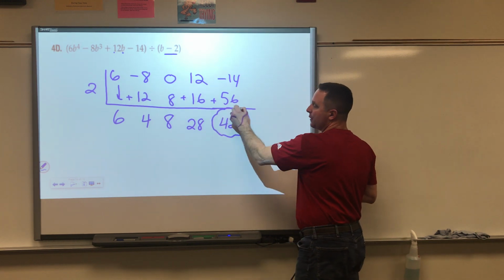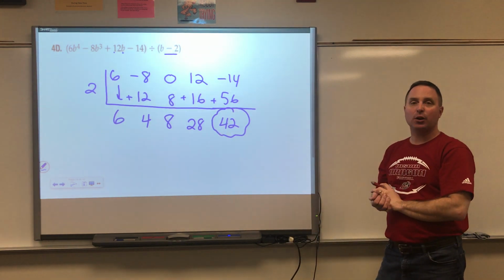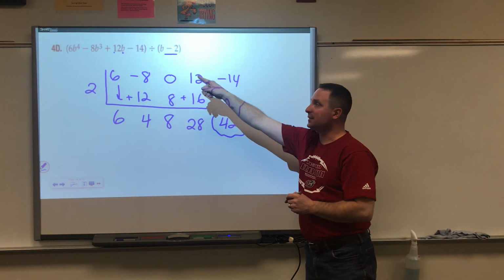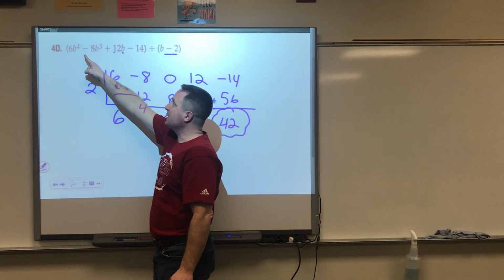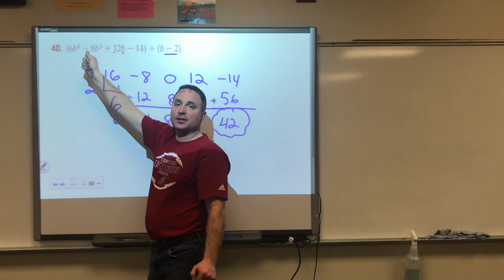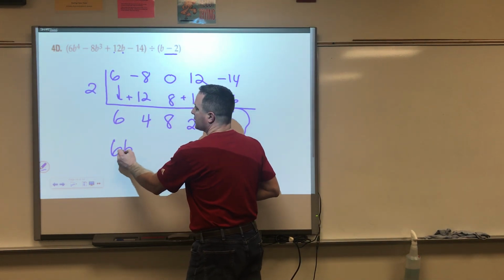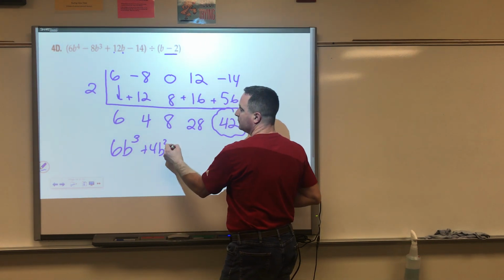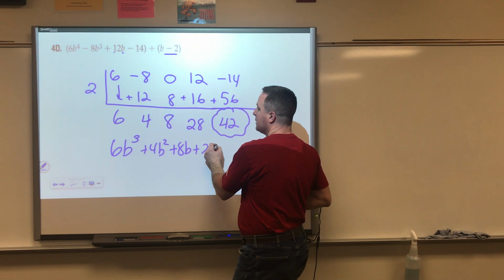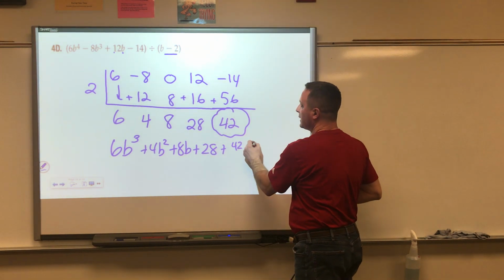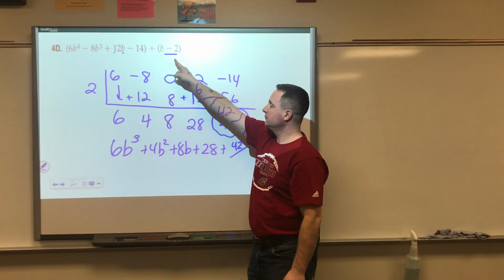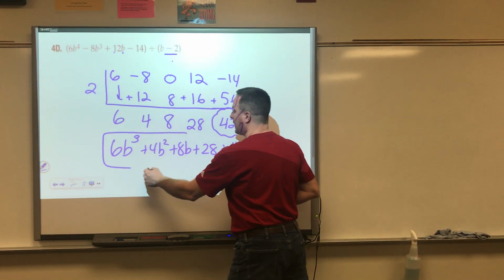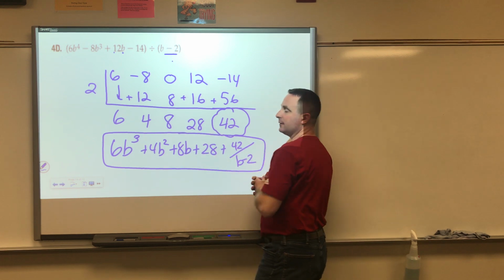Now here's the first one with the synthetic stuff where we didn't have 0 as a remainder. We had 42 as a remainder. So I'm going to go back and rewrite this as a polynomial. And again, my answer drops down a power. It started at b to the fourth, so this is going to be b to the third, plus 4b squared, plus 8b, plus 28. And then 42 divided by b minus 2. And there's my grand finale answer right there.